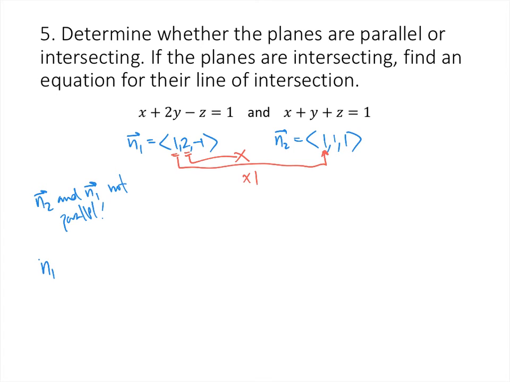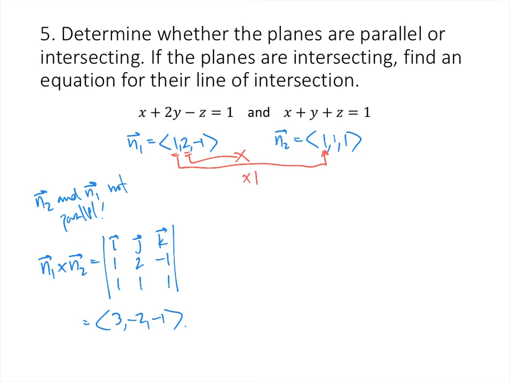So we'll take n1 cross n2, and this is the direction vector that we'll use for the line that we're trying to construct. i, j, k, 1, 2, negative 1, 1, 1, 1. When we work out that cross product, we end up with the vector 3, negative 2, negative 1. Now we have a vector, but to find the equation of a line, we also need a point. So we need any point that just happens to lie in both of these planes.